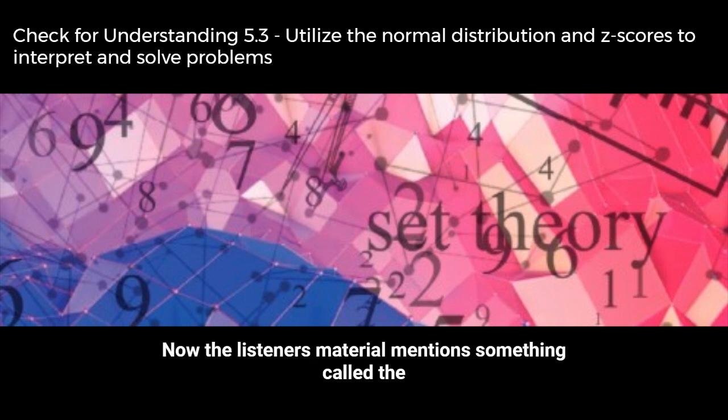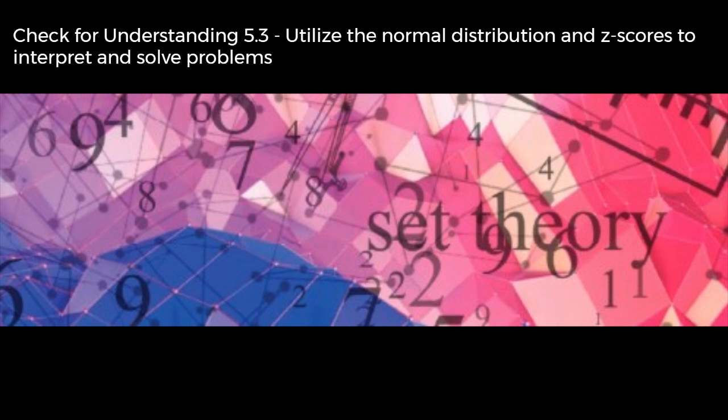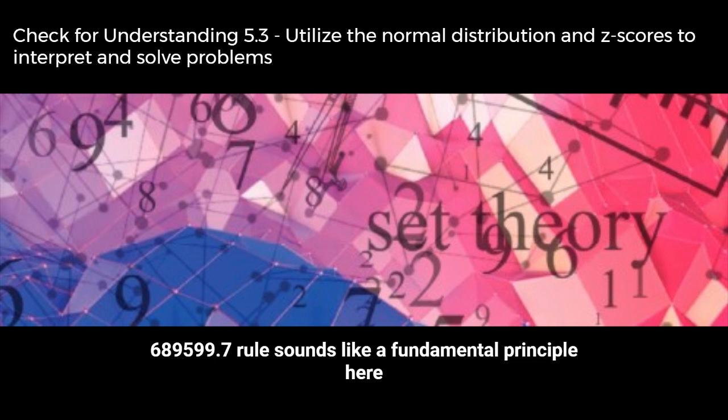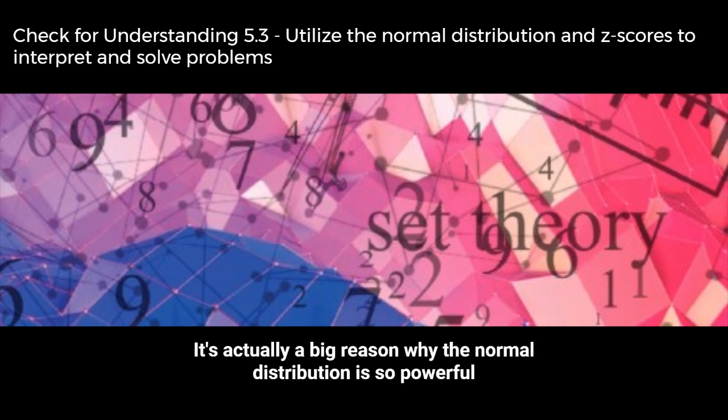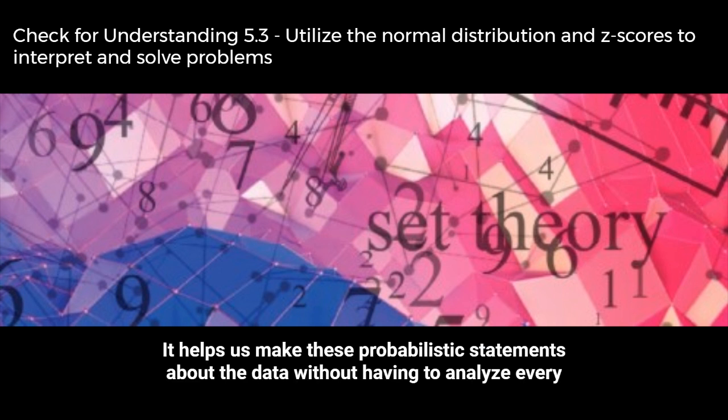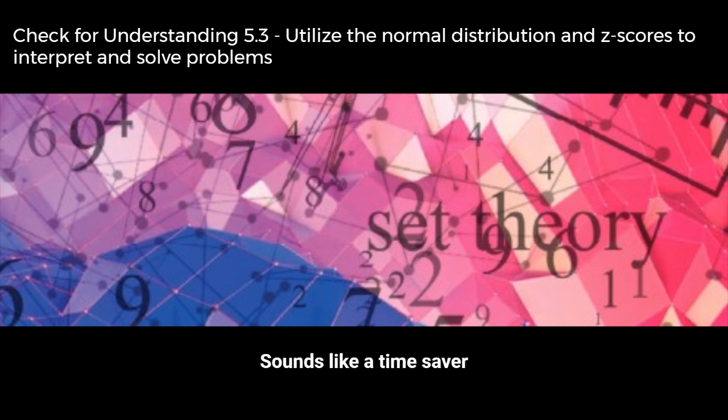Cool. Now, the listener's material mentions something called the 68-95-99.7 rule. It sounds like a fundamental principle here. Oh, it totally is. It's actually a big reason why the normal distribution is so powerful. It helps us make these probabilistic statements about the data without having to analyze every single point. Sounds like a time saver.